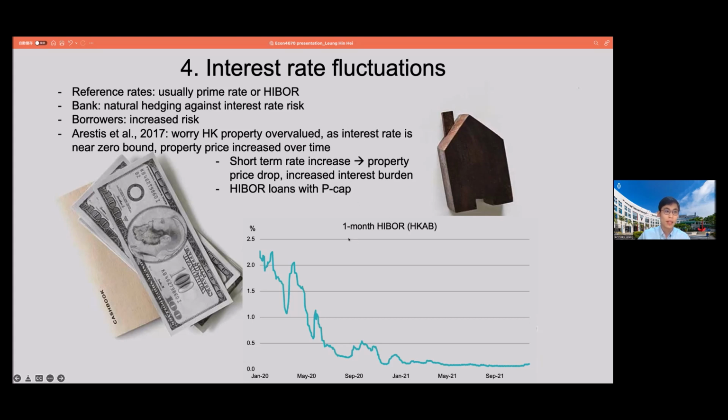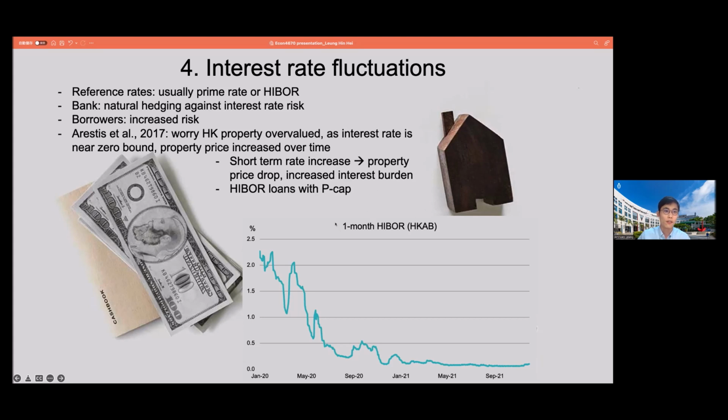But at the same time, the interest rate risk for the borrowers will increase because, like recently, the U.S. Federal Reserve has increased the federal rate, and then there may be fluctuations in the HIBOR in the near future. And some scholars worry that the Hong Kong property may be overvalued because the interest rate has been near the zero bound for many years, and the property price increased over time since the interest rate is very low.